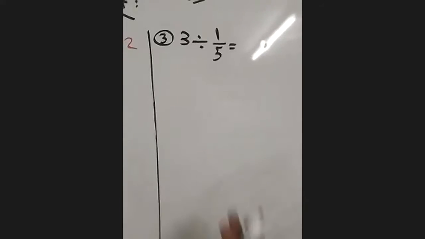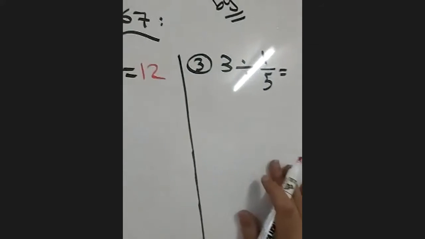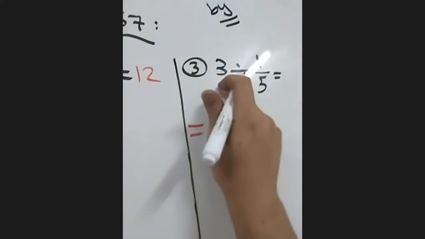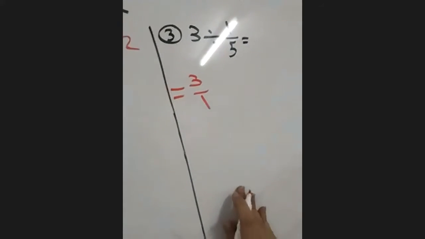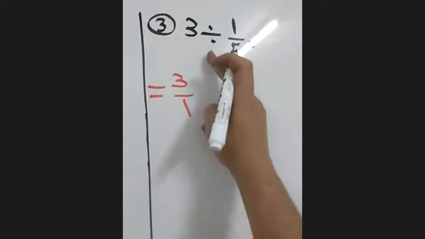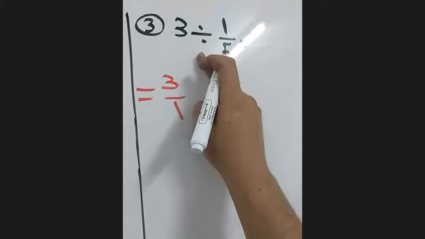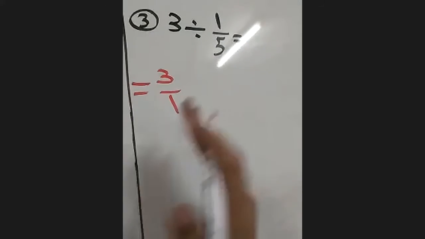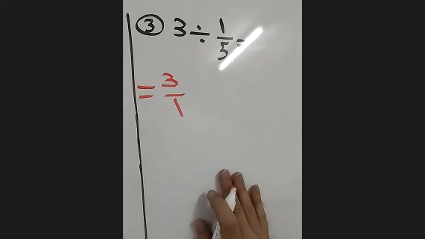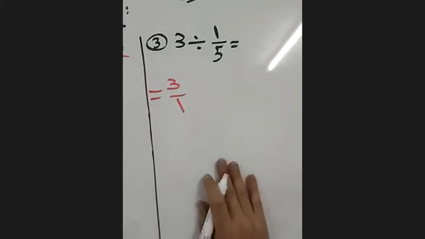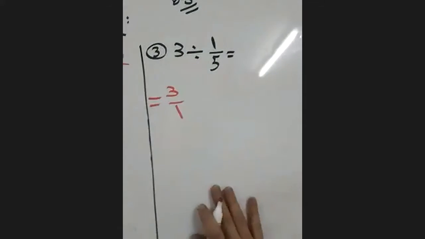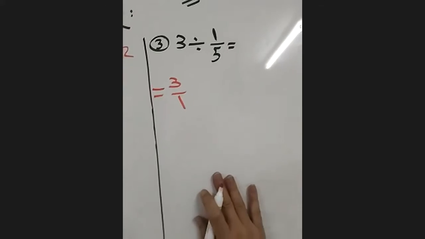Yalla, Muhammad. We have 3 divided by 1 over 5. What I will do? Do you know the steps? Yeah, we will make 3 over 1. The first number, the whole number, we make it the same, but as a fraction. Then we put 1 over 5 under it. No. What's the next step? We put the 5 over 1. No. What's the next step? After 3 over 1, what I will write? Divide by. No, this is wrong. Multiply.